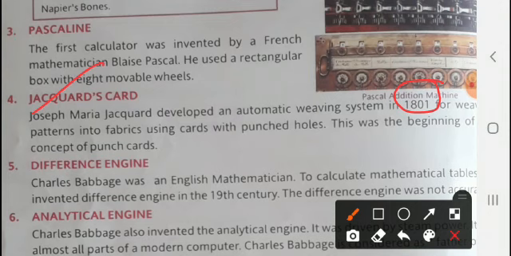Now the difference engine, Charles Babbage. Who was Charles Babbage? Dear students, you know very well, he is the father of computer. Charles Babbage was an English mathematician. To calculate mathematical tables, he invented different engines in the 19th century. But what happened? The difference engine was not accurate. Due to some reasons it was not accurate.